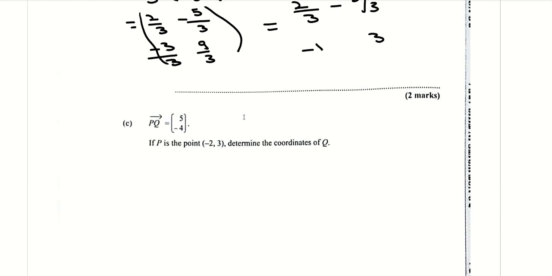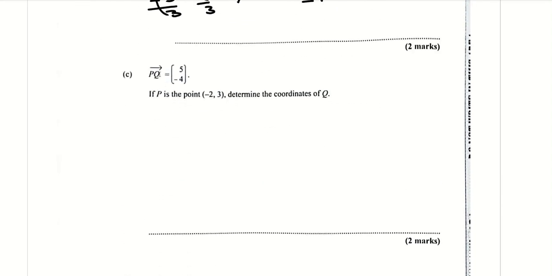Alright, PQ is 5 minus 4. If P is the coordinates minus 2, 3, determine the coordinates of Q. So PQ would be PO plus OQ. Alright? So this is 5 minus 4.